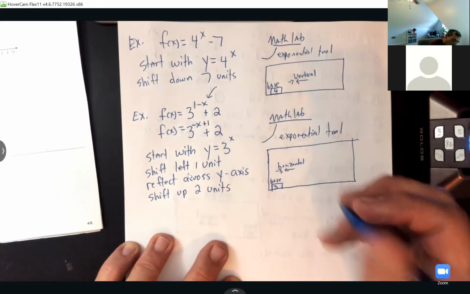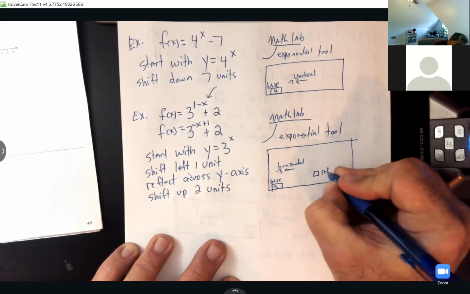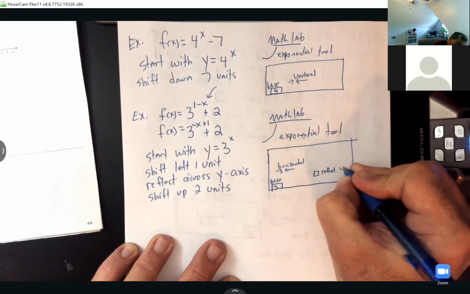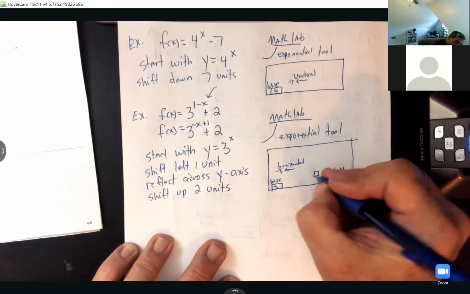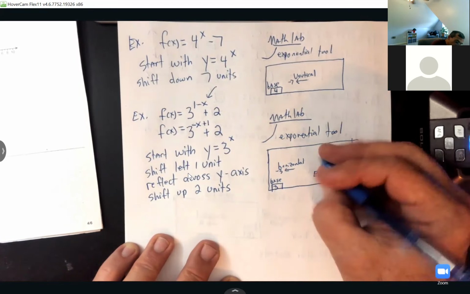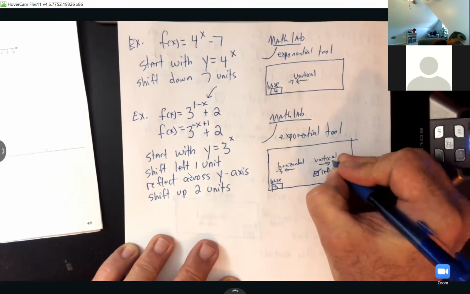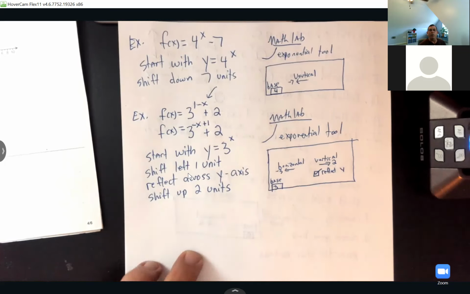I reflected across the y-axis. So you'll see a little box down here that says reflect over the y-axis. Check that. And then it went up 2 units. So that would be my vertical. Move that to a +2. Once you put all your moves in, save that and be done.